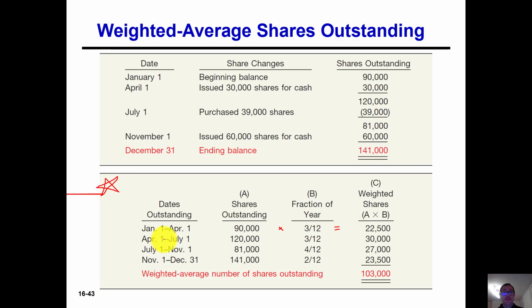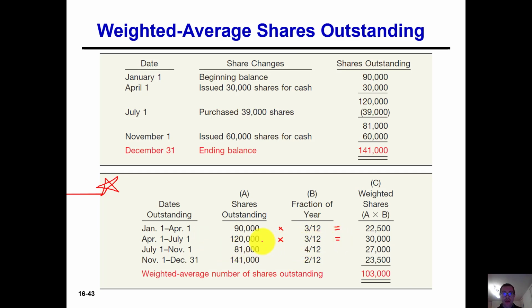Then on April 1st, you issued 30,000 more shares. You had 120, right? You're going to weight that 120 by 3 out of 12 again, because that only lasted until July 1st. So you got April, May, June. Don't count July, because it was July 1st it happened. So 3 months again.